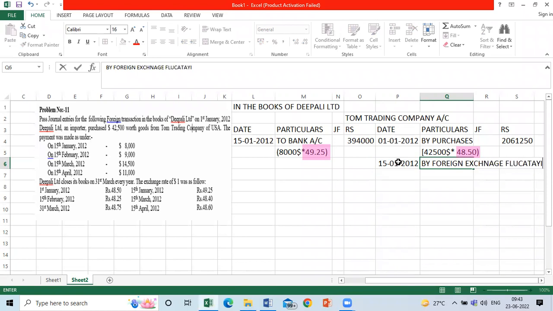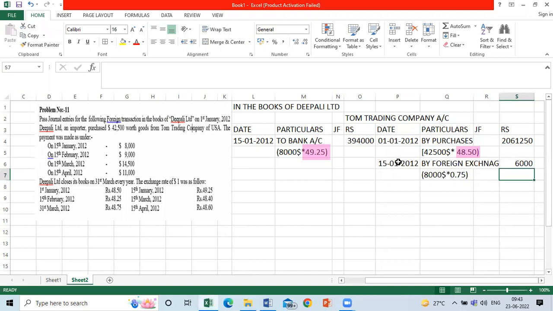Foreign Exchange Fluctuation Account. Bear with me for the spelling errors. And amount will be, sir, $8,000 paid, so the difference will be on that, multiplied by 0.75. It will be 8,000 multiplied by 0.75, 6,000 rupees.